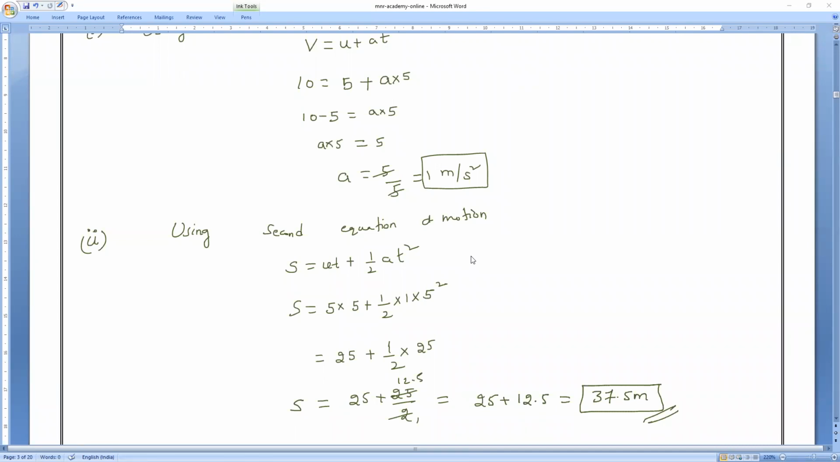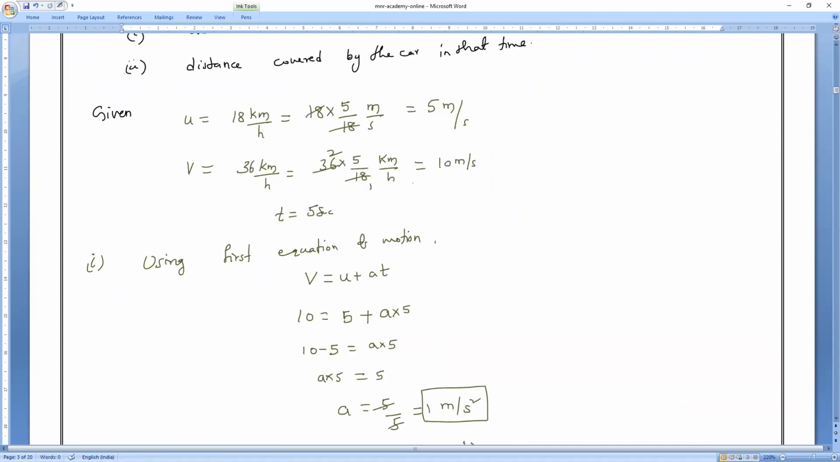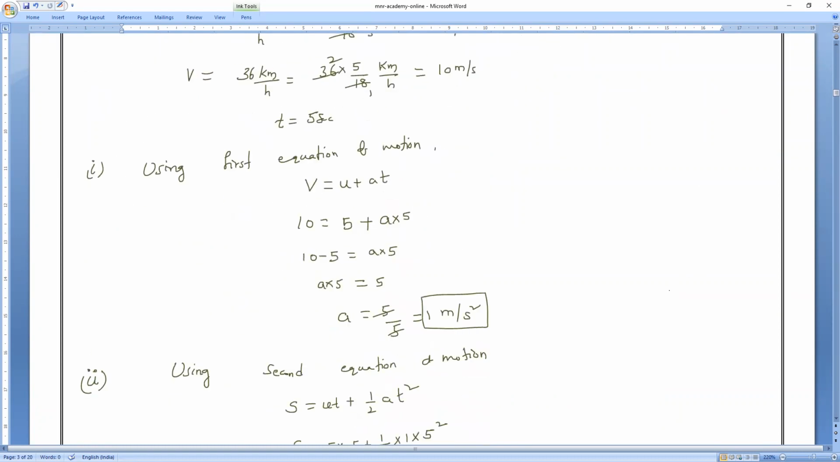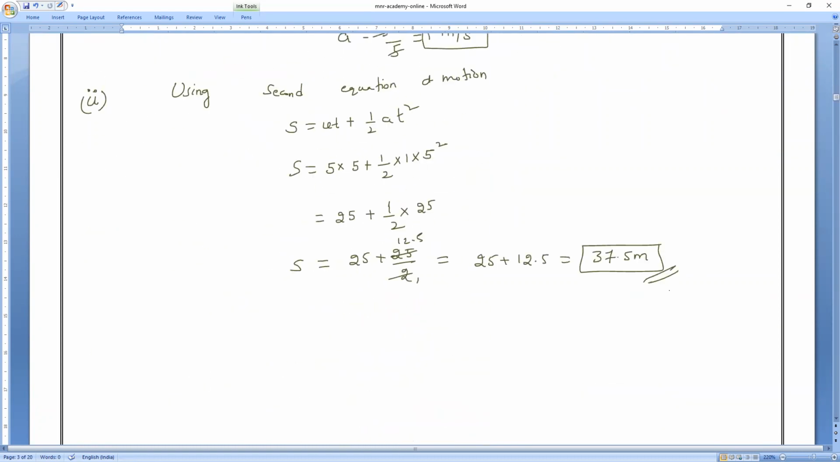So that is the question. They are asking us to use equations of motion to find the acceleration as well as the distance covered by the time. This is the homework sum which I gave you in yesterday's class. Now you have to solve this one, everybody.